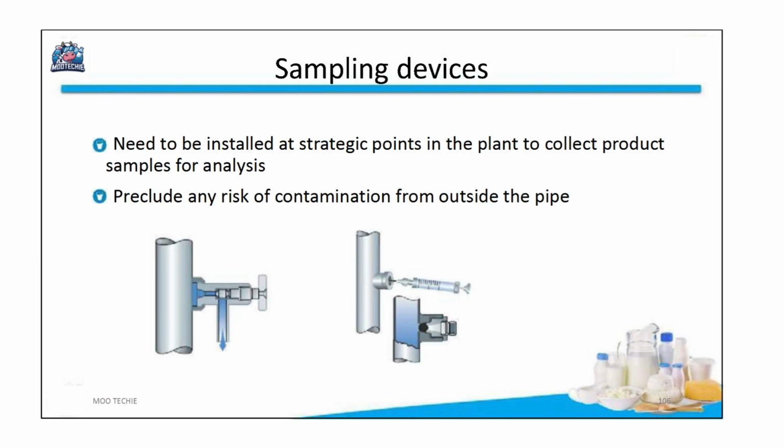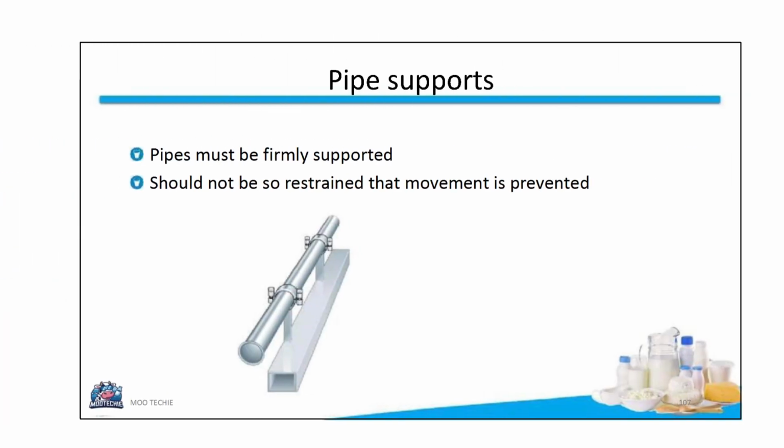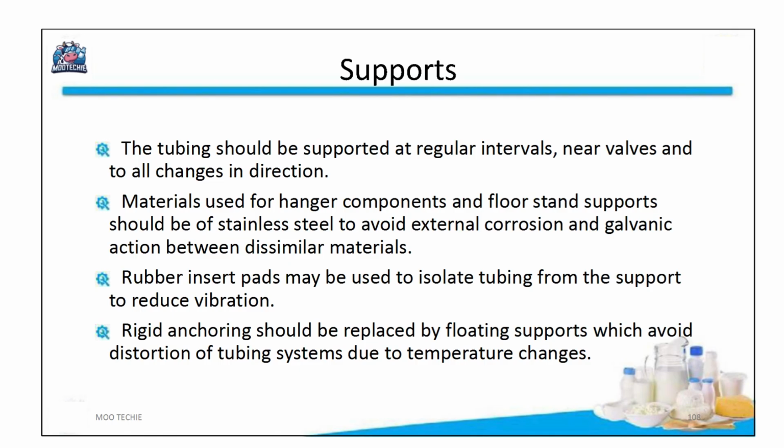Now let's discuss pipe supports. Pipes must be firmly supported to prevent sagging and stress. However, they should not be so rigidly restrained that natural movement is prevented, as this can cause damage. The tubing should be supported at regular intervals to keep it straight. Extra supports are needed near valves and at all changes in direction.